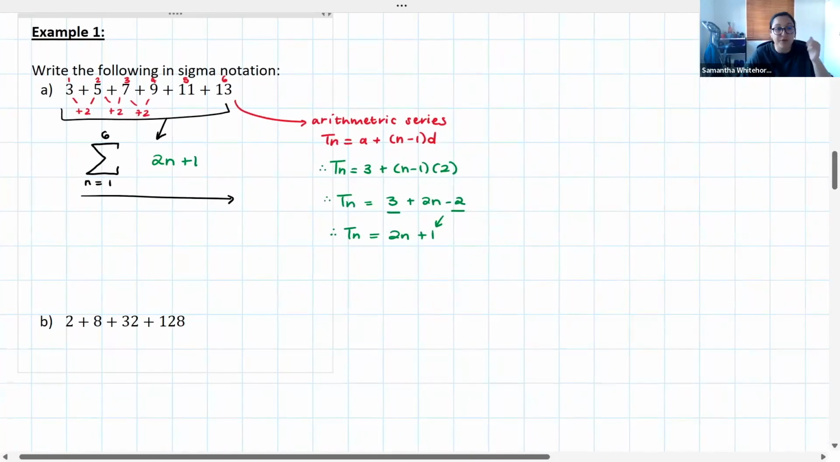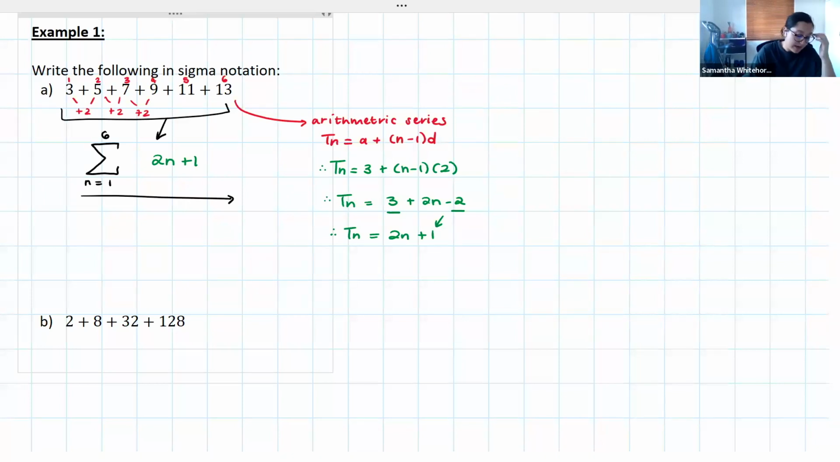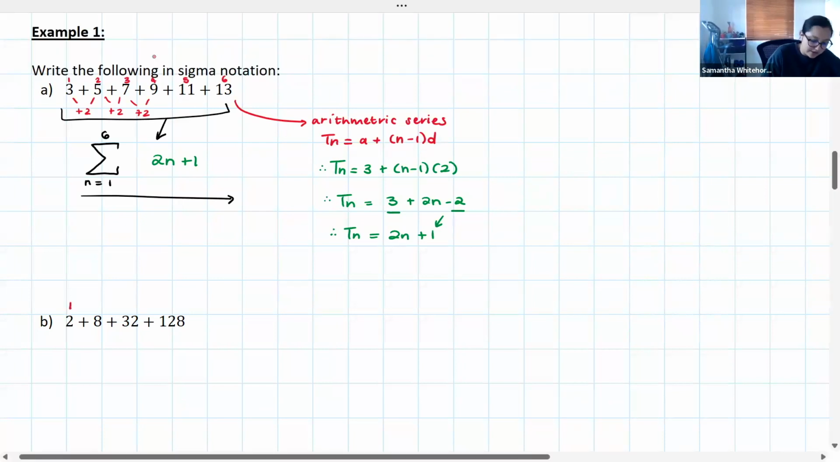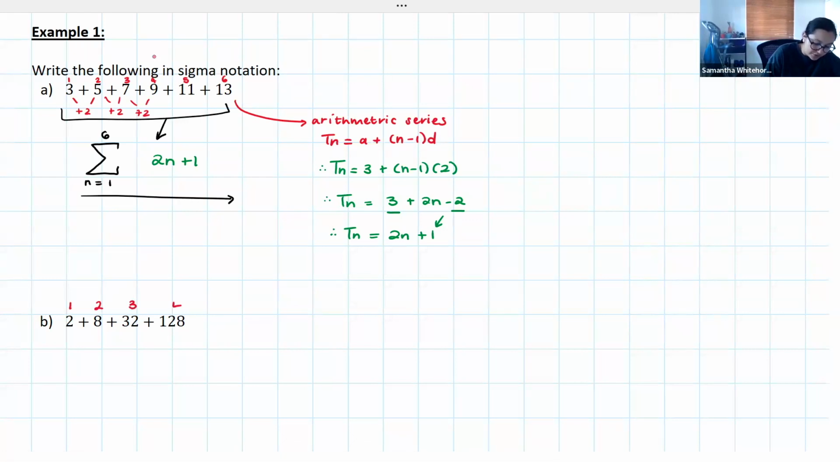So figure out what type of pattern you're working with, figure out the nth term, and then tell me what the sigma notation is. Again, when you are given a series that you have to write in sigma notation, you always assume that you start at the first term. So here we're only adding 4 terms.